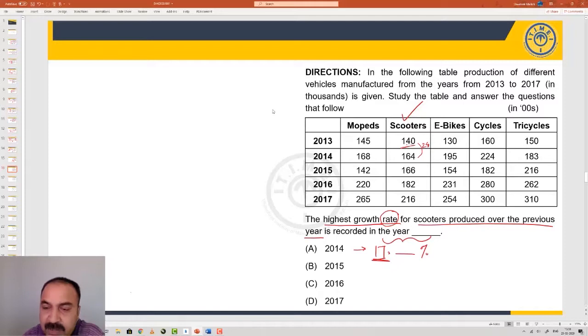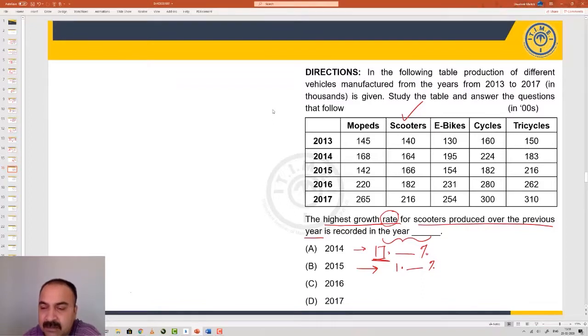Let's look at the next option, 2015 over 2014. So let's look at the next growth rate, which is 2015 over 2014. Now this growth is of only 2 units, which is a little bit more than 1%. 164 is 100%. So 10% is 16.4. So 1% is 1.64. And this growth of 2 is slightly more than 1.64. So this growth is going to be 1 point something percent. That is a very small number. So we might as well forget this.